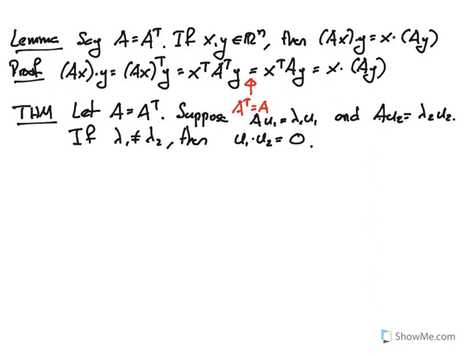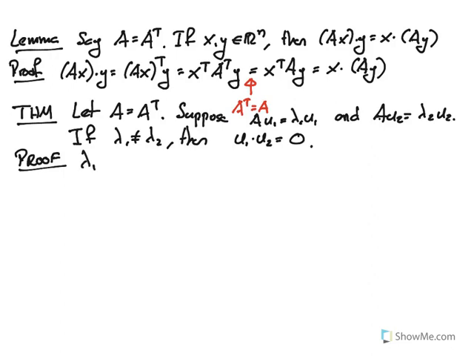are orthogonal. In principle, I should have made the assumption that u1 and u2 are not 0, because otherwise they wouldn't be eigenvectors, but if they are, then the inner product is going to be 0 anyway. So I don't think we need to exclude that case. But of course, that one is not very interesting. So the proof here is really super simple.